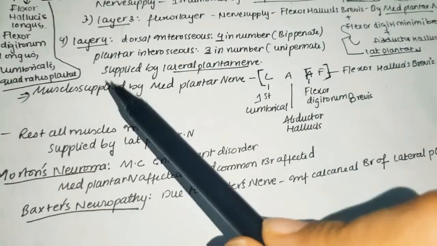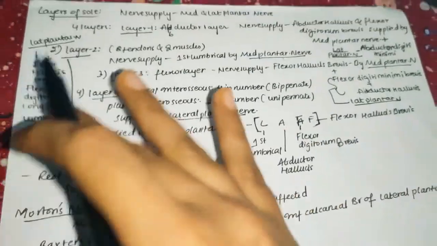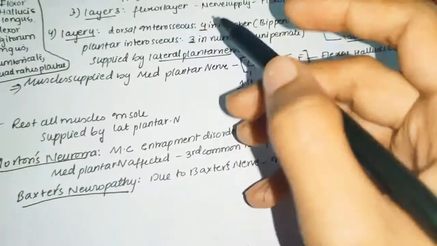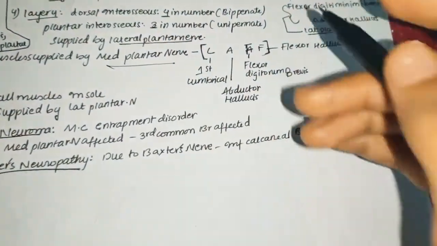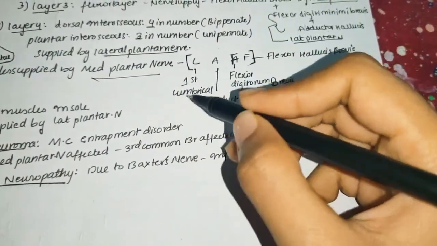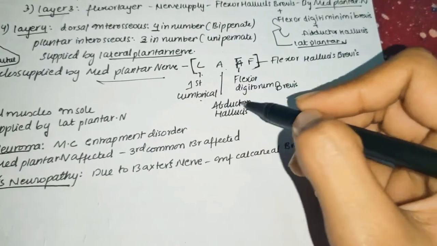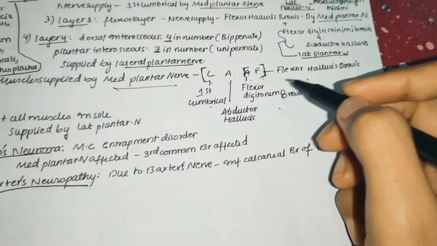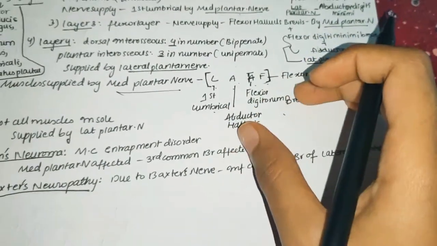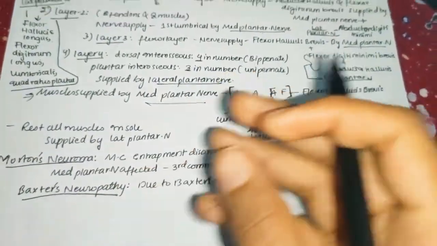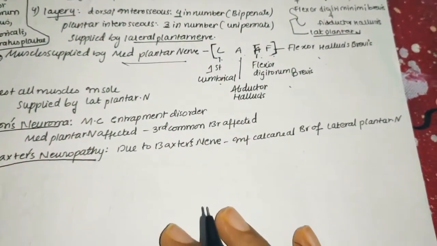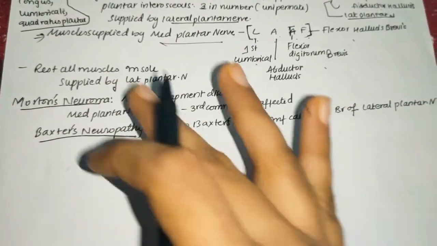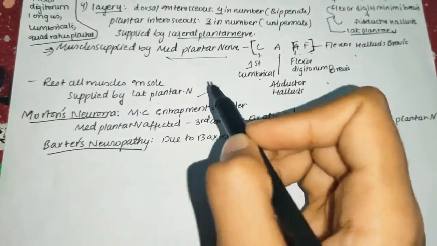Okay. So what are the muscles? To remember all this very easily, for the muscles supplied by the medial plantar nerve you have a mnemonic, LAFF. L is first lumbrical, A is abductor hallucis, F is flexor digitorum brevis, and the other F is flexor hallucis brevis. So these LAFF muscles are supplied by the medial plantar nerve. All the remaining muscles in the sole are supplied by the lateral plantar nerve.